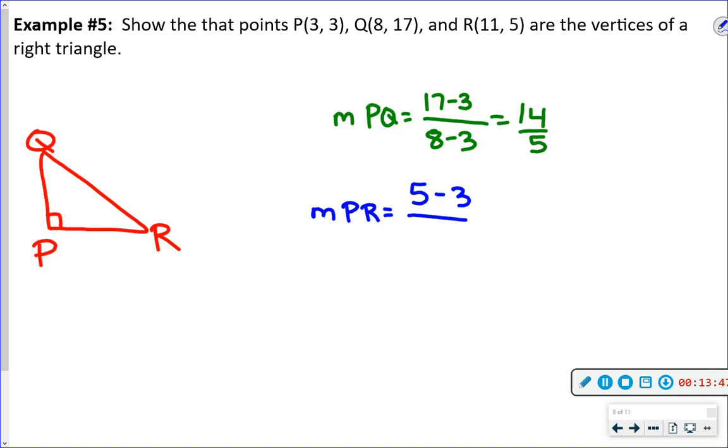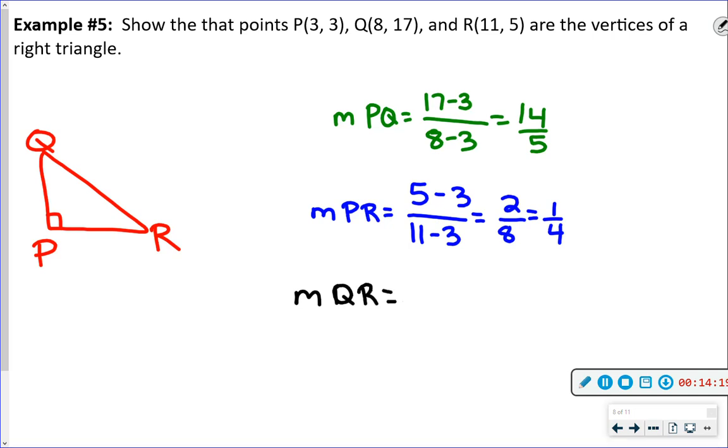R, and move the thing, 11 minus 3. So 5 minus 3, 11 minus 3. Reduce. Okay, all right. Now, I might have kind of chosen unlucky here, so to speak, because are these perpendicular, what I got right now? This 14/5 and 1/4, perpendicular slopes? Now, if they were, I could stop, but they're not. So I do need to do the other side. So I did PR, I got to do QR.